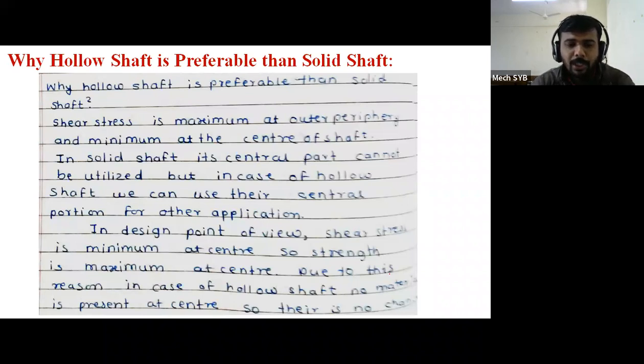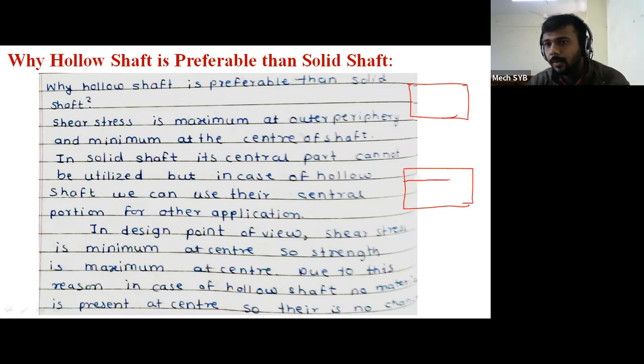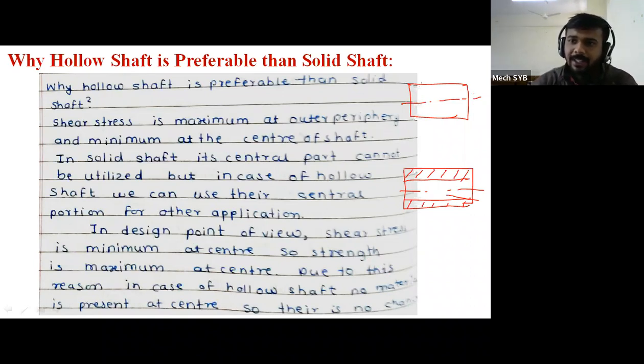Okay, so solid shaft means there is only one diameter, and in case of a solid shaft, the torque is maximum at the outer periphery. For example, here I will draw the solid shaft. This is the solid shaft and this is the hollow. So in case of a solid shaft, it is having only one diameter, that is the outer diameter. And at this outer periphery, the torque is maximum as well as the stress is also maximum. Due to this outer periphery, the torque is always maximum and the stress is always maximum.